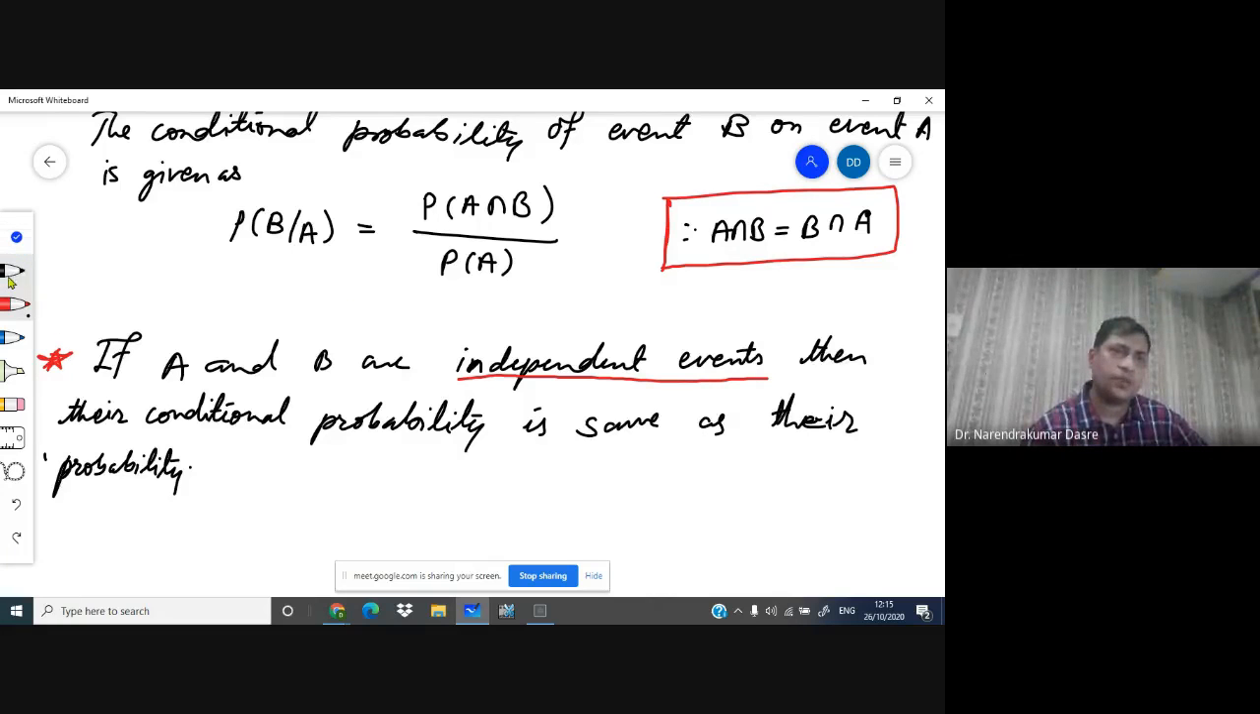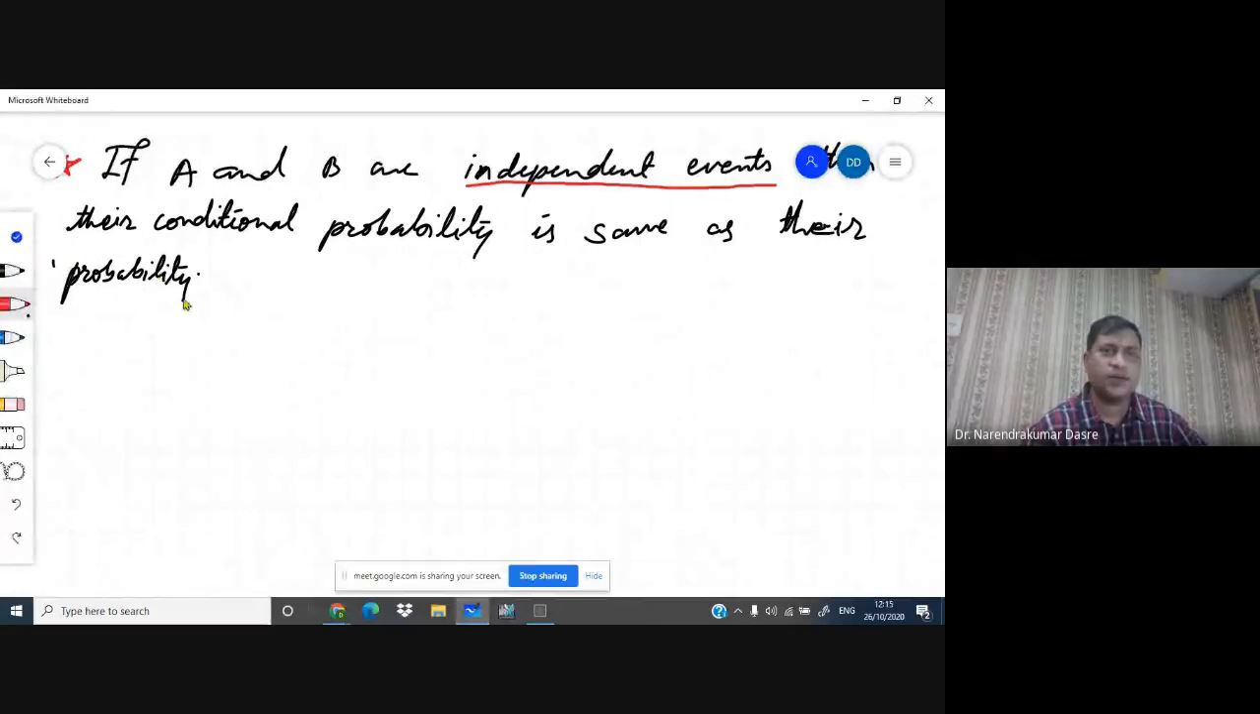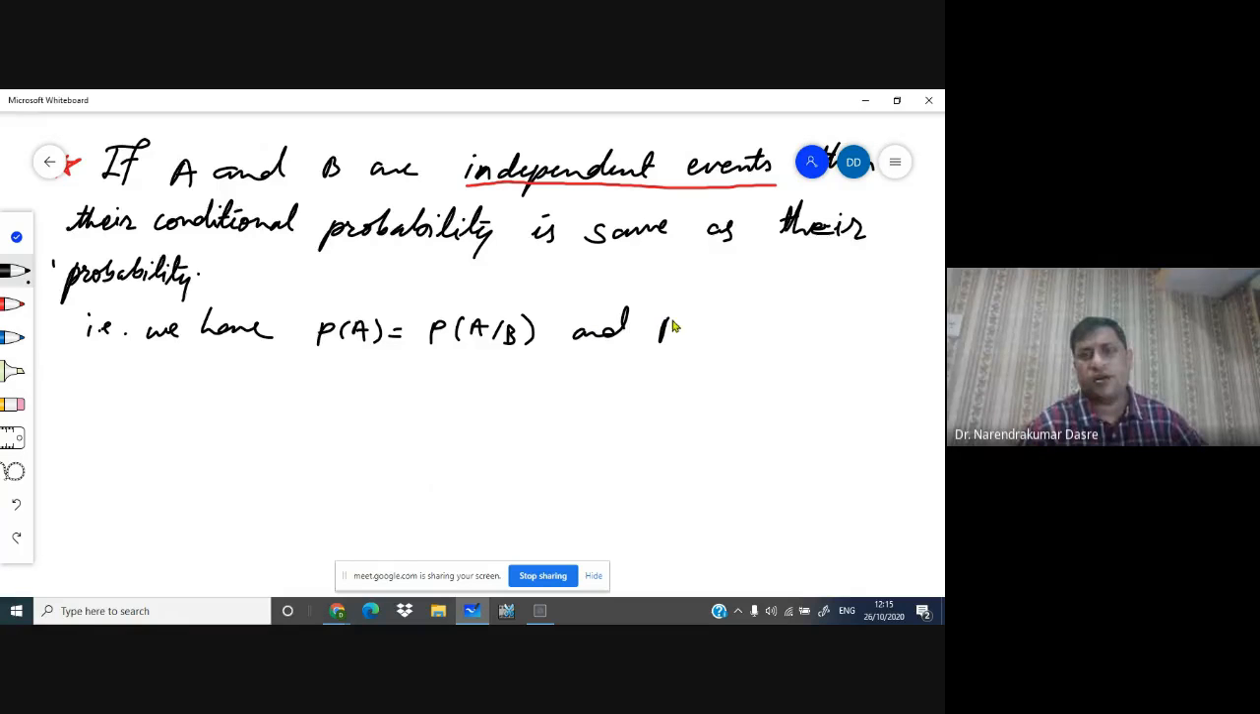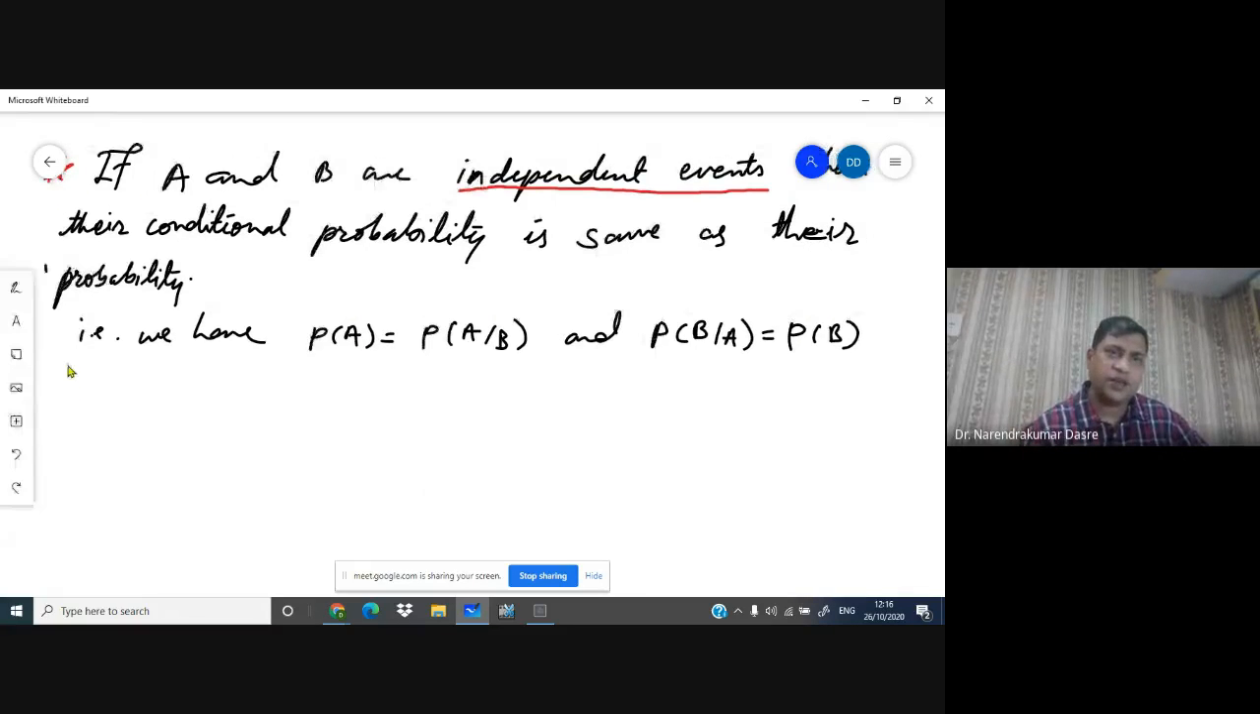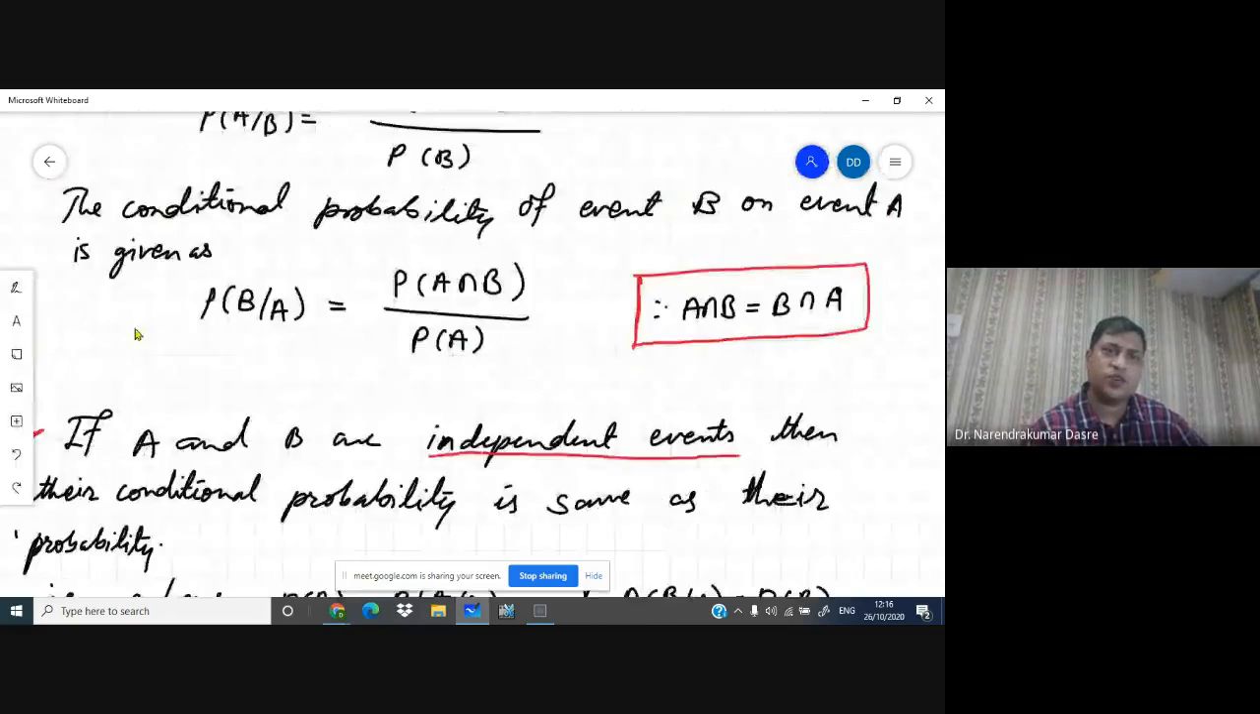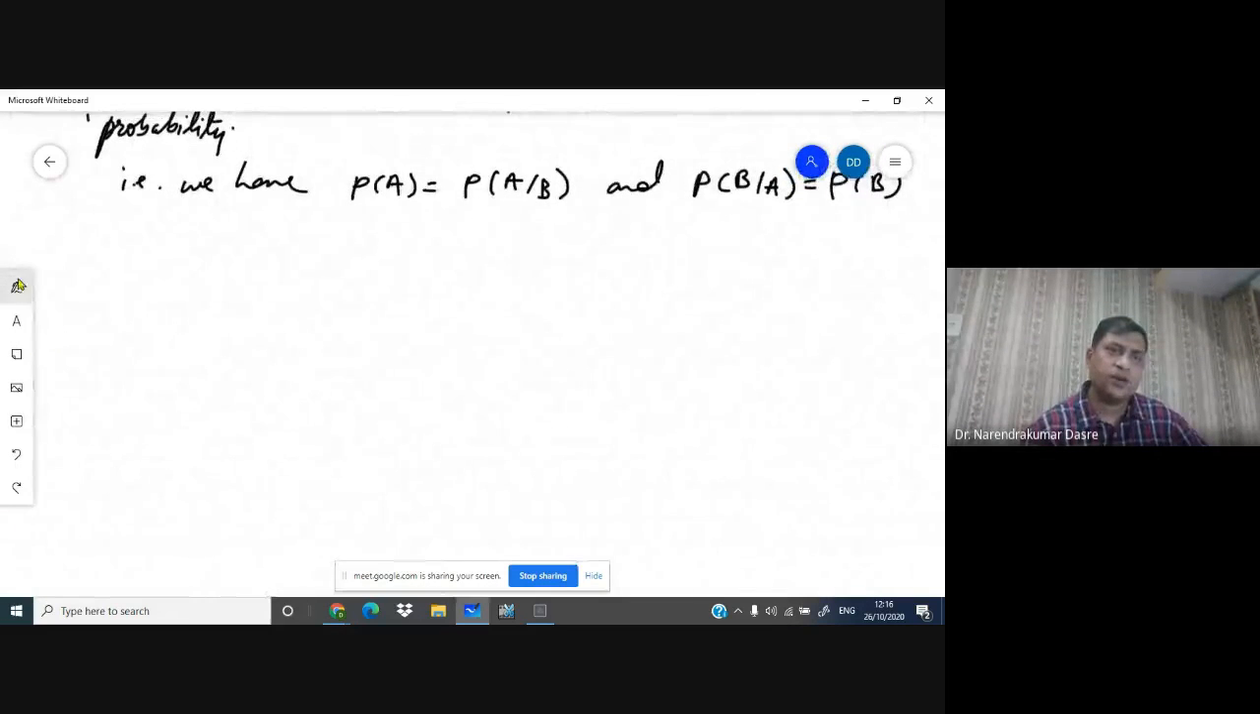So what will happen here? In this case, we have probability of A is the same as probability of A on B, and probability of B on A is the same as probability of B. So the conditional probability is the same as their probability. But if this happens, then what will happen to the above formula? Let us take any of these formulas and see what we have here.